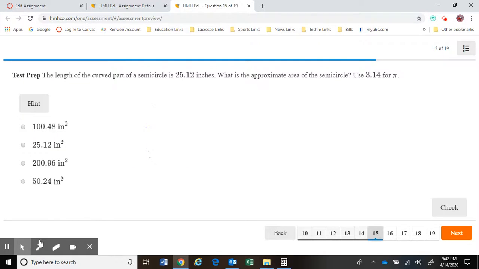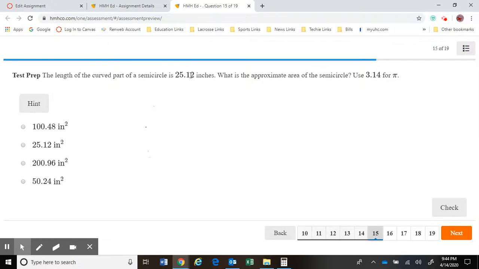Next. All right. The length of the curved part of a semicircle is 25.12. What's the approximate area of the semicircle? Use 3.14 for pi. All right, since it's a semicircle, we're going to treat this like a circle, but when we get to the answer at the end, we're going to find half of it. So we're going to divide by 2.